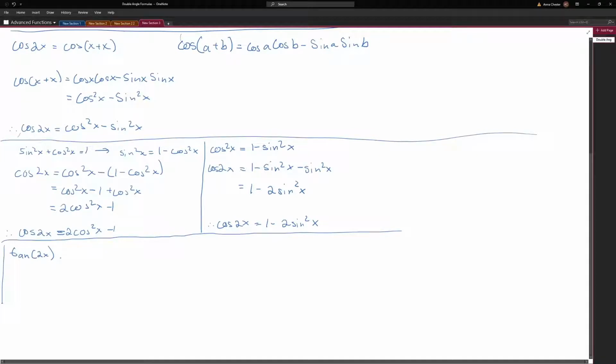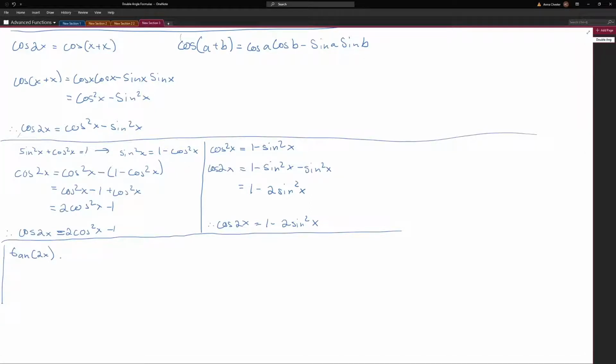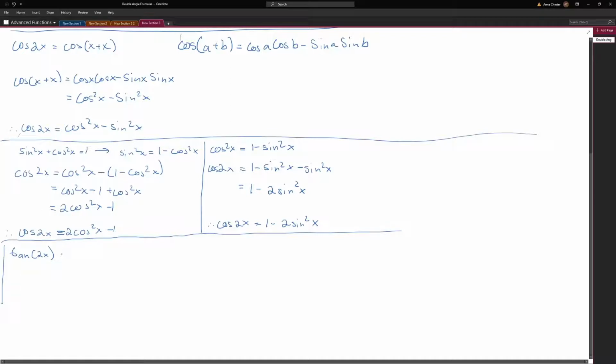But again, the idea there was to transform the tan function into sine x over cos x and then apply the other compound formulas you've learned. So what we learned from that, again, is that tan of 2x is equal to tan of x plus x. And tan of two angles, so a plus b, is equal to tan of a plus tan of b over 1 minus tan a tan b.